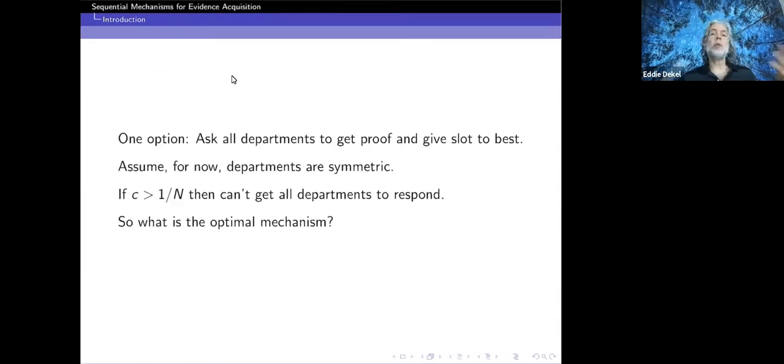Okay, there's one simple solution. Just ask the departments to give the evidence and give it to the best. For now, we're going to assume that the departments are symmetric. And in the talk, I'll have two parts, a symmetric part and an asymmetric part. The symmetric is easier, so that's what we're going to start with.